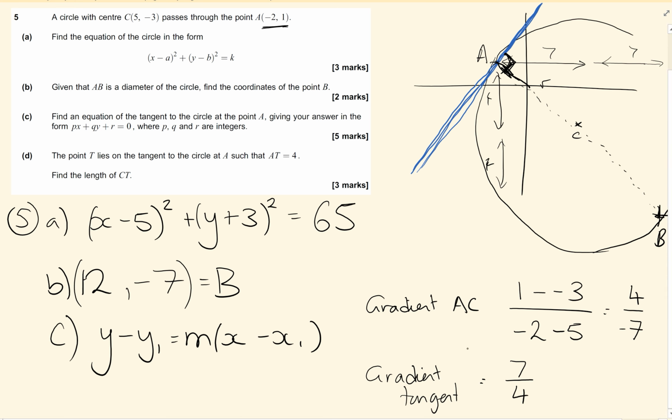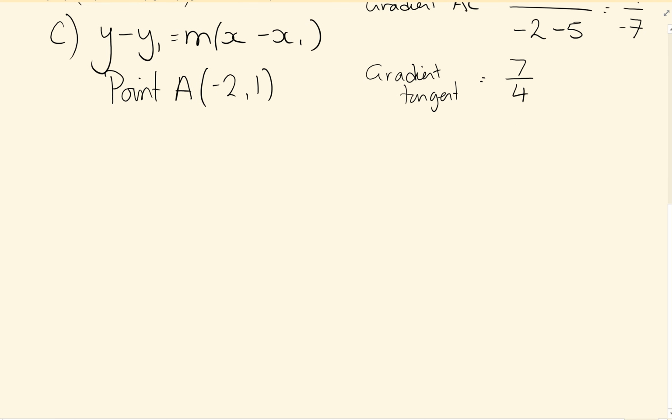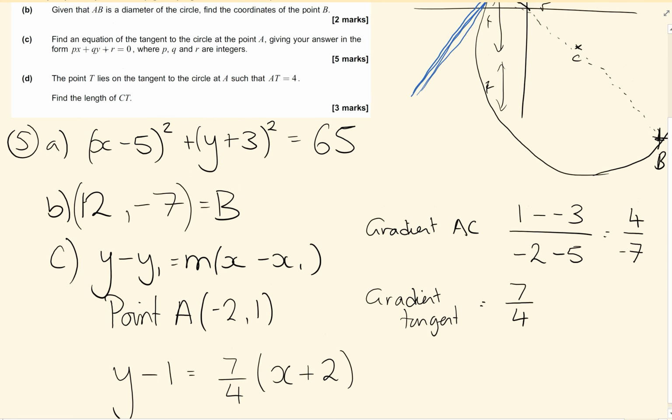So now we've got the gradient here, and we've got the point that this passes through, not point C, point A. That's what it passes through, minus 2, 1. So let's give ourselves a bit more room here. We are going to substitute everything in and sort it out into the format the question asked. So y minus 1 equals 7/4 (x minus minus 2), so x plus 2. And then from here, we're trying to get it into this format. So let's scroll back up again. Everything's on the left-hand side and it equals 0.